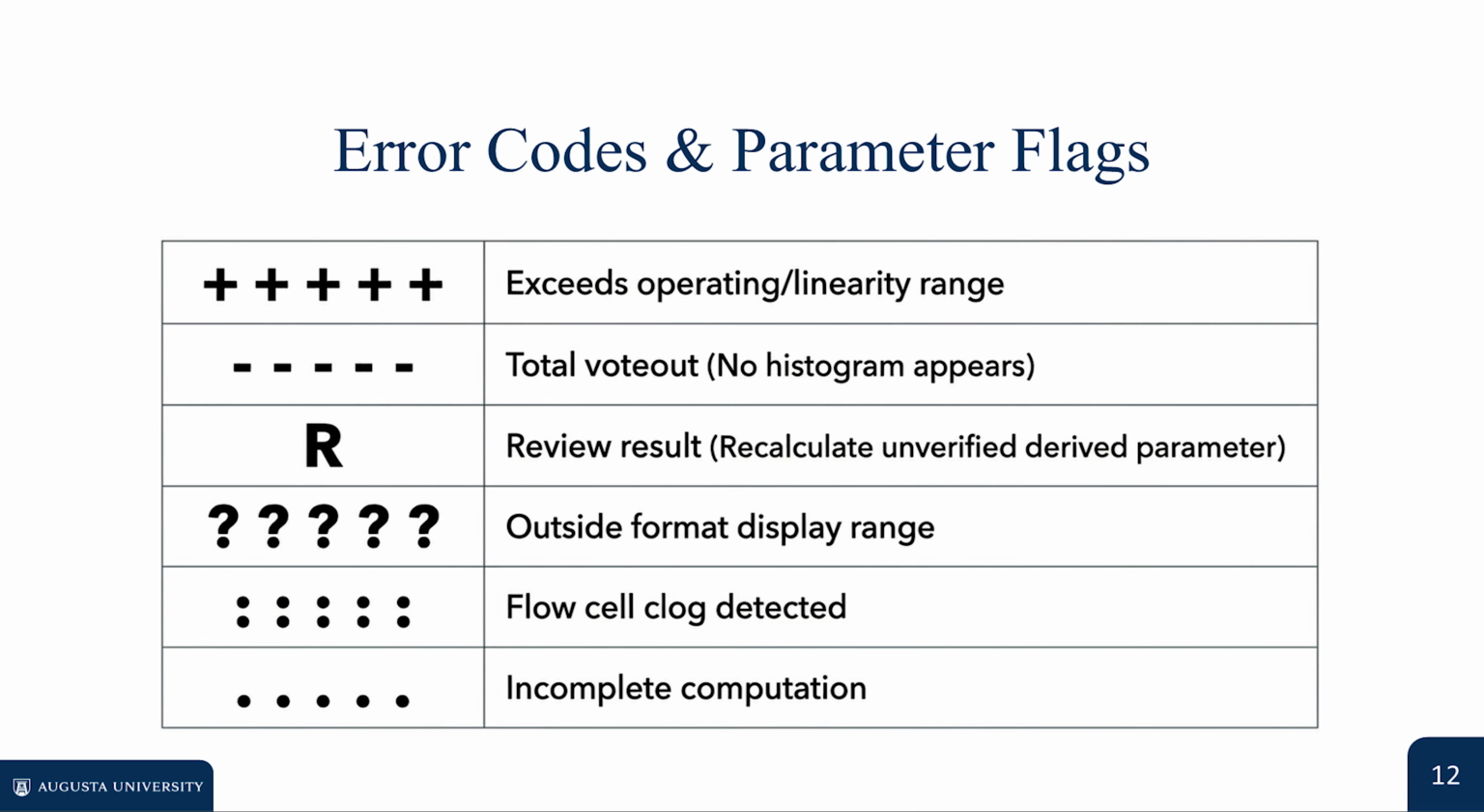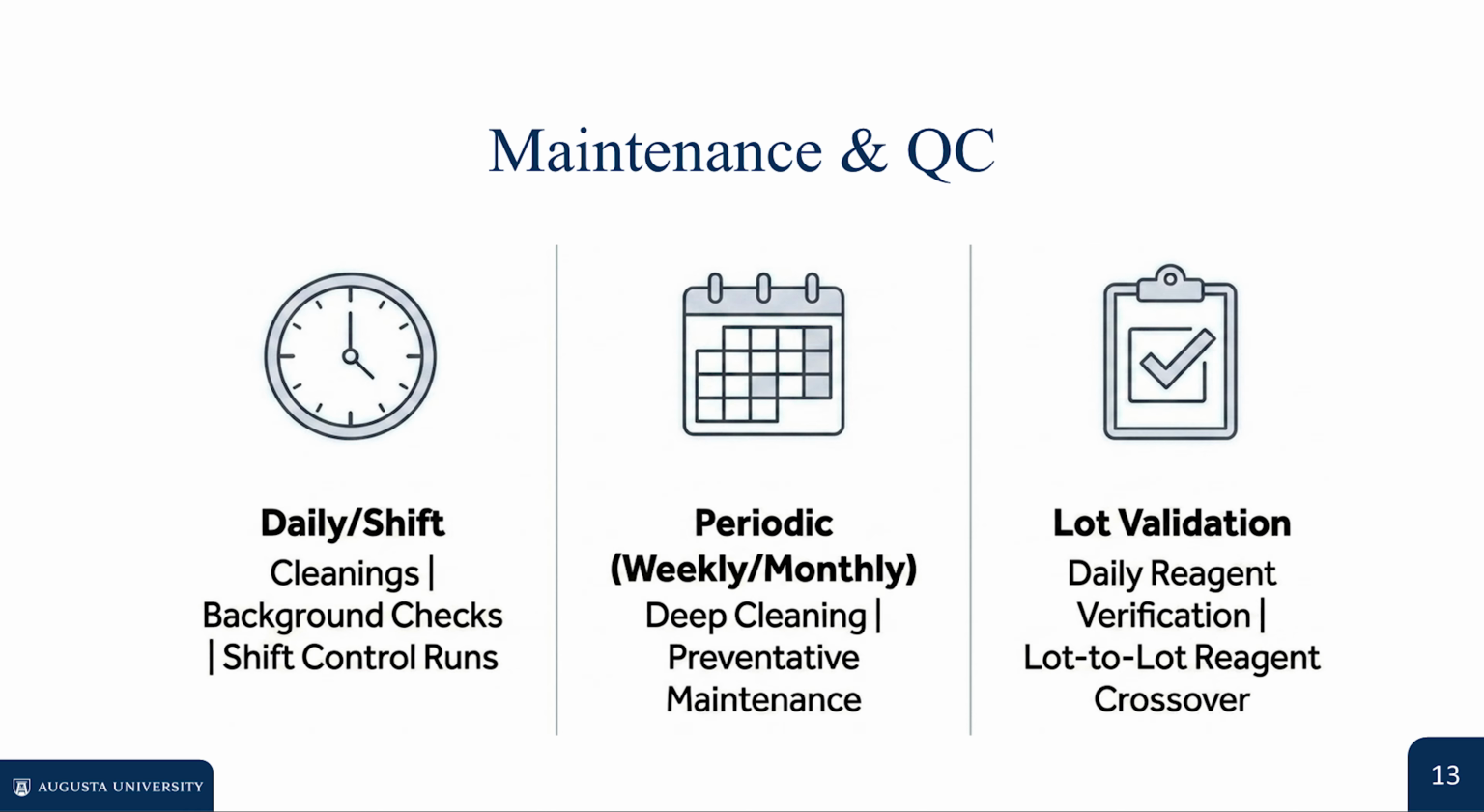An R flag signifies a review result where a parameter was derived from unstable or flagged raw data, blocking automated reporting until the laboratory scientist inspects raw channel histograms or reviews a stained peripheral blood smear. Colon marks indicate a flow cell clog requiring an immediate backflush. Question marks reflect display buffer overruns, and dots indicate incomplete computation caused by an upstream primary failure.